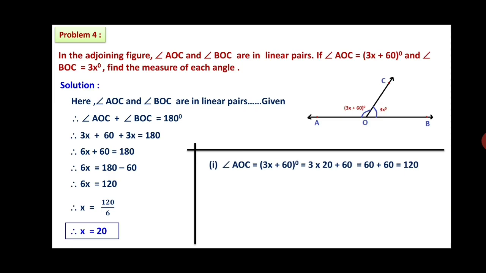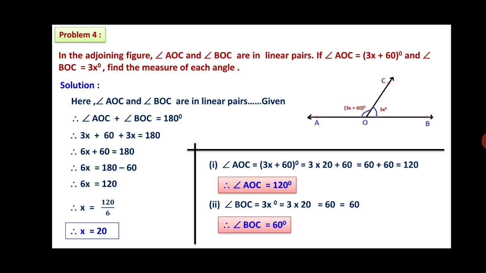Here angle AOC is equal to 3x plus 60. 3 into x value, which is 20, plus 60. 3 into 20 is 60, plus 60, that is 120. Therefore angle AOC is equal to 120 degree. Secondly, angle BOC is equal to 3x, which is equal to 3 into 20, that is 60. Therefore angle BOC is 60 degree.